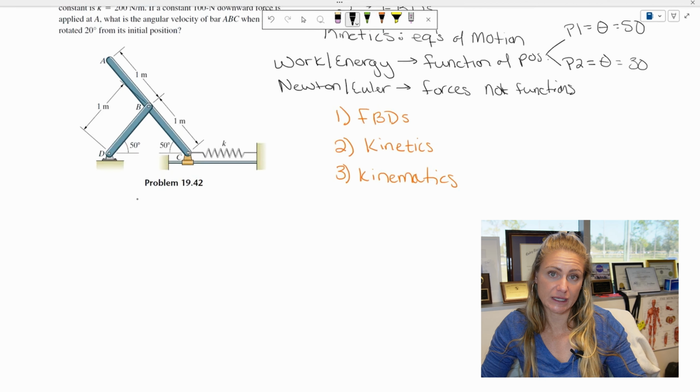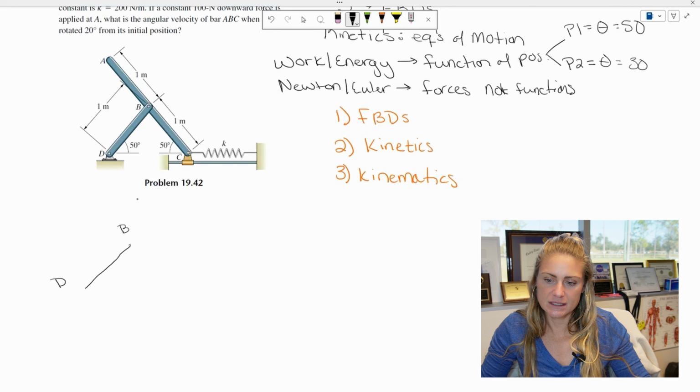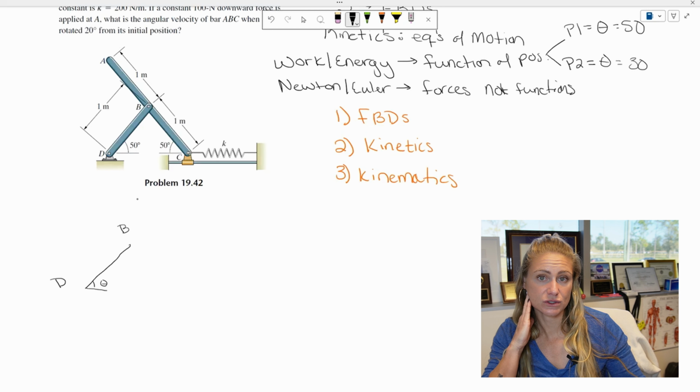We have 3 rigid bodies, so technically you're going to probably need 3 rigid bodies. For this one, you could get away with 2, so we'll see. But we have bar BD. Bar BD is some theta from the horizontal, depending on what position you're representing. At point D, it's an external pin, so you're going to have reaction forces in the Y. You'll have Dy, and you will have Dx.